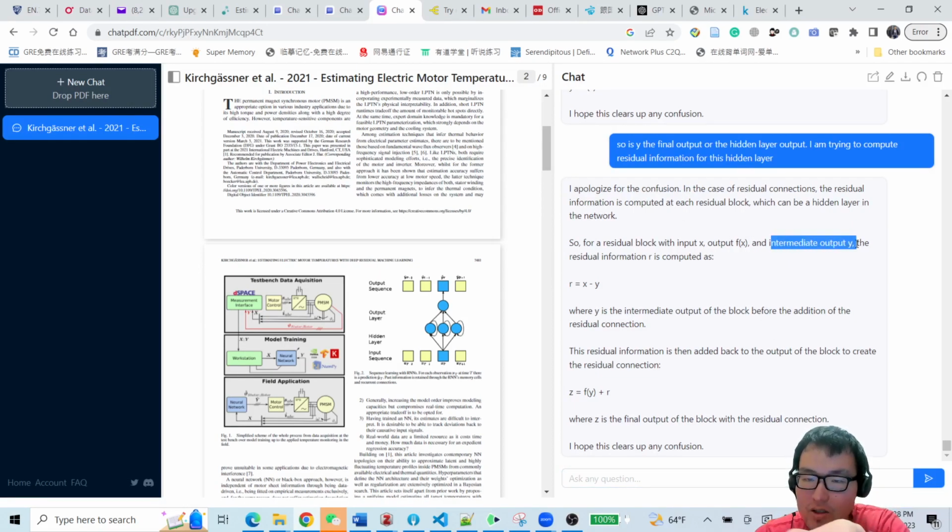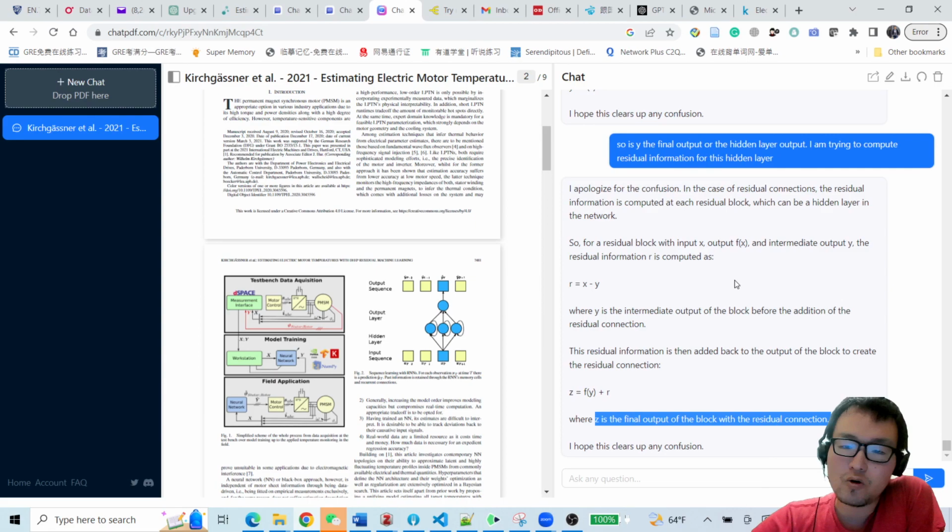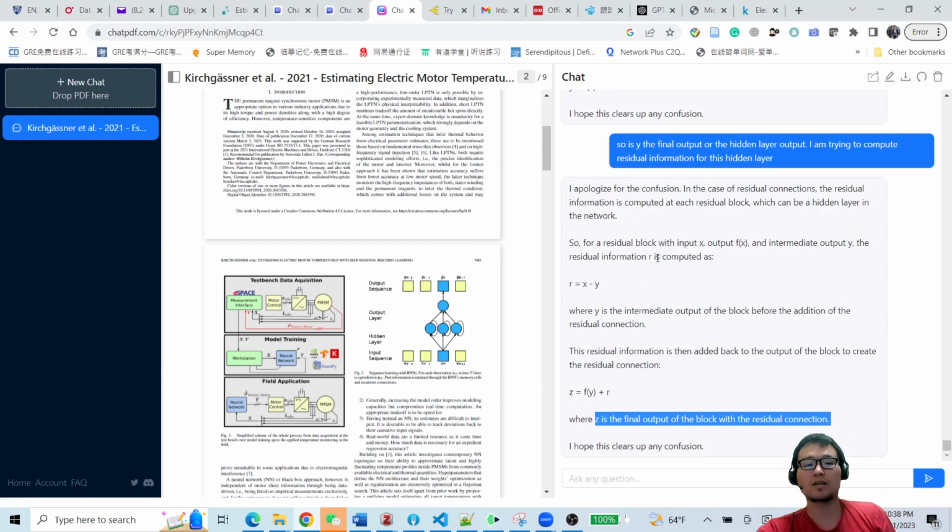Now it tells you that this Y it is using is actually the intermediate output of that residual block, that hidden layer, where Z is the final output of the block, right? So from this you will kind of fully understand this concept.